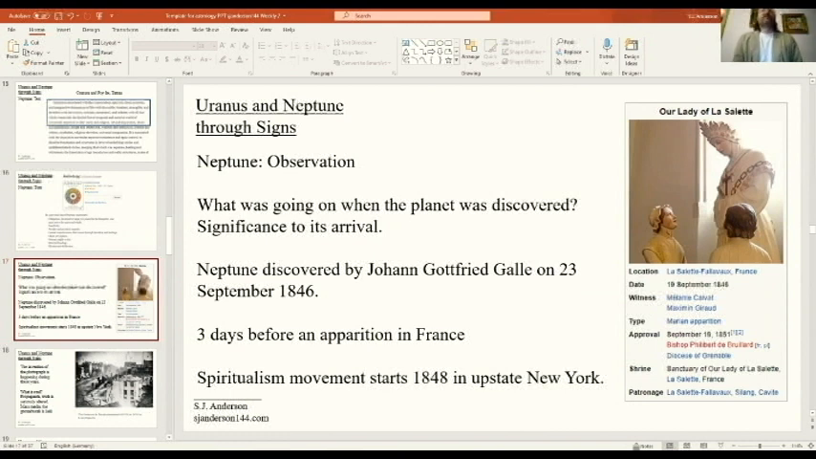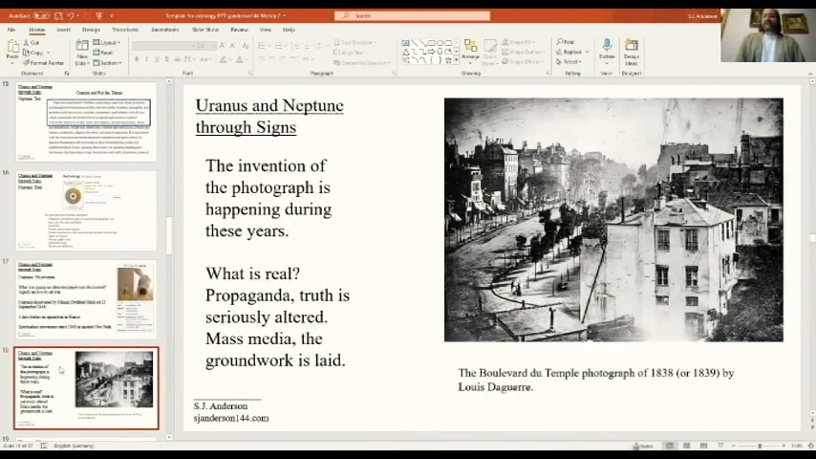And other astrologers have made this point, but the idea of spiritualism, transcendence, the kind of interconnection of all things, the great oneness, that was being described here. The next thing I want to point out is that the invention of the photograph happened actually during these years. Very important. It happened actually a little bit earlier in the 1820s, 1830s, but it was accelerating and sort of codifying and coming into its own right around the time of the discovery of Neptune.